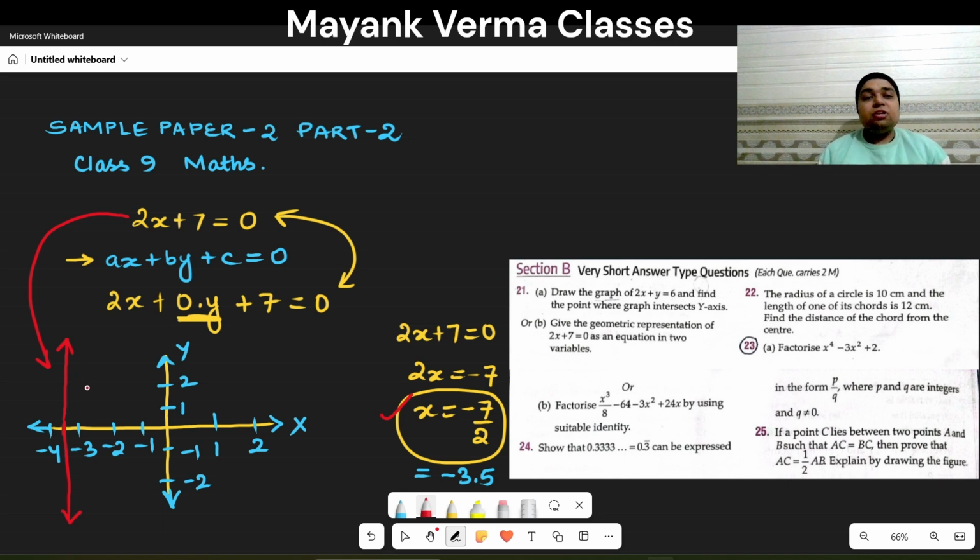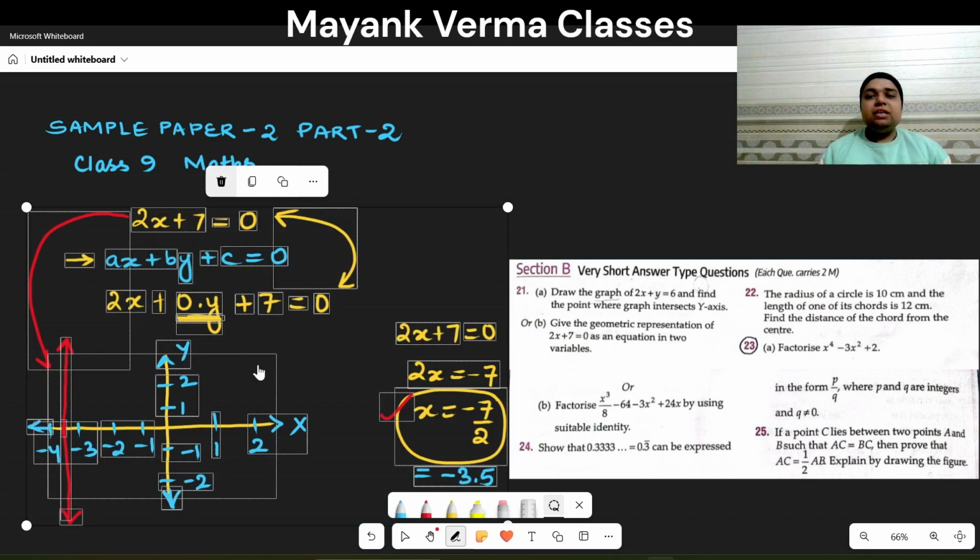Now the main thing to catch here is that when we have an equation in only one variable, the graph will definitely be parallel to some axis, either the x-axis or the y-axis. Always remember this thing. Okay, so let's see the next question.